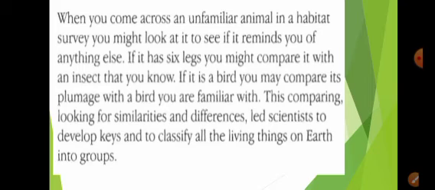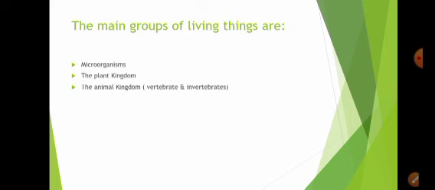When you come across an unfamiliar animal in a habitat survey, you might look at it to see if it reminds you of anything else. If it has 6 legs, you might compare it with an insect that you know. If it's a bird, you might compare its plumage with a bird you are familiar with. This comparing, looking for similarities and differences, led scientists to develop keys and to classify all living things on Earth into groups. The main groups of living things are microorganisms, the plant kingdom, and the animal kingdom. The animal kingdom is then divided into 2, vertebrates and invertebrates.